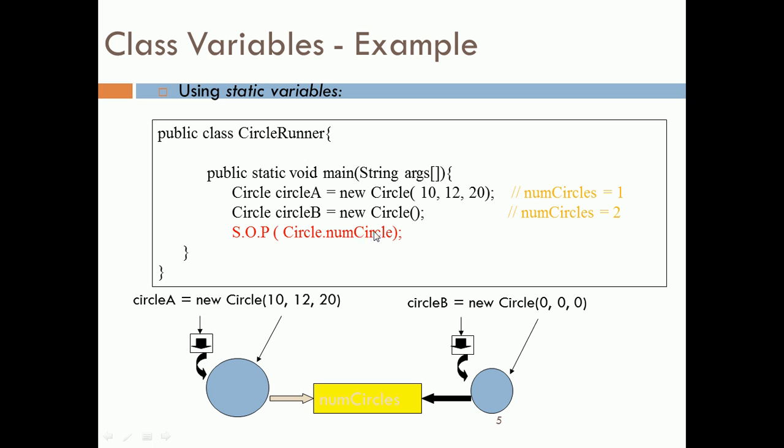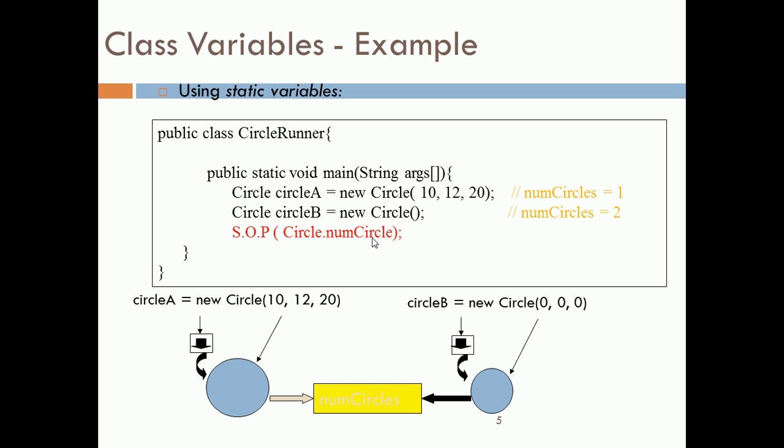As the static data member also belongs to the object, I can also write print circle A dot num circle, or circle B dot num circle. That is, you can access it using the object name, and you can also access it using the class name. Please remember that class name access is only allowed with static data members. It is not allowed with non-static data members. You cannot write circle dot x, circle dot y, or circle dot radius.